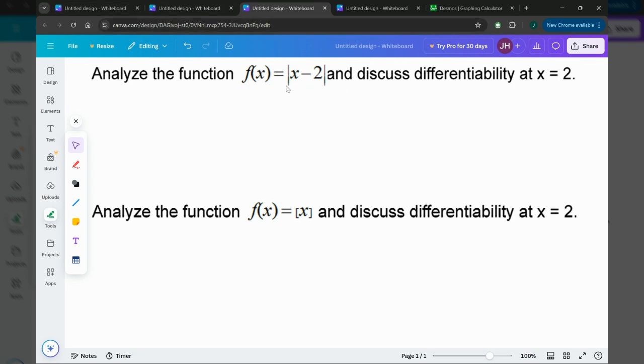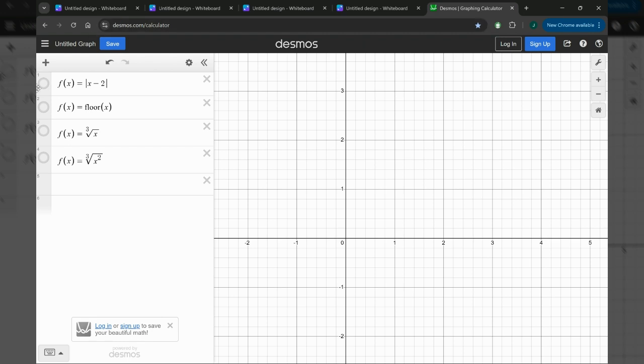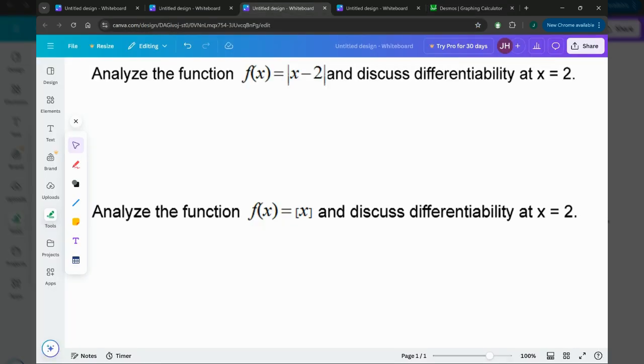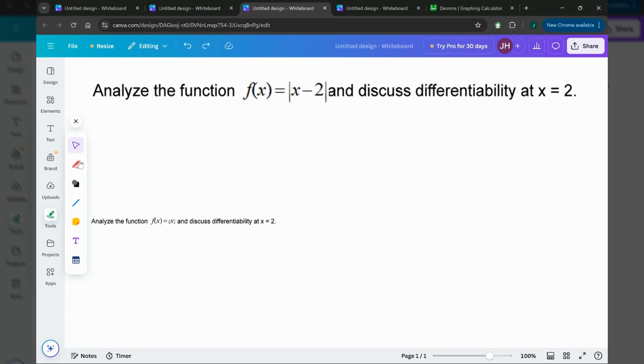Now, the first thing we're going to look at is f of x equals the absolute value of x minus 2, and we're going to discuss its differentiability at 2. So let's take a look at this graph. You'll notice the graph of the absolute value of x minus 2 at x equals 2 has a corner. If I draw it really quickly on here, at x equals 2, it has a corner. So we're going to discuss what the derivative is at a corner.